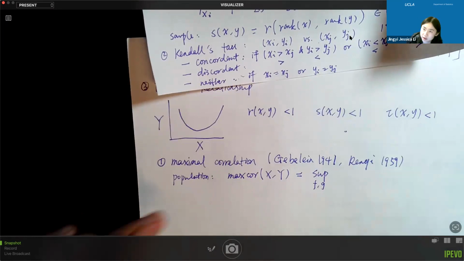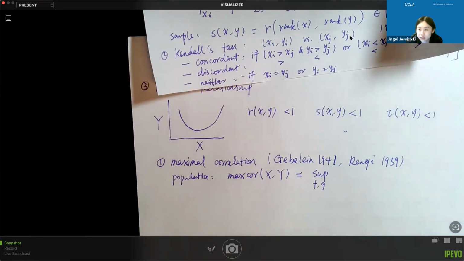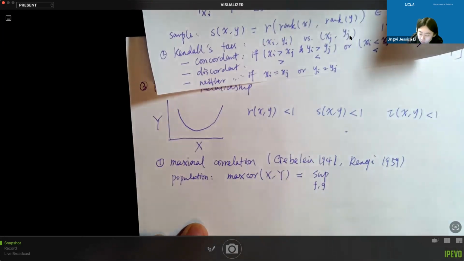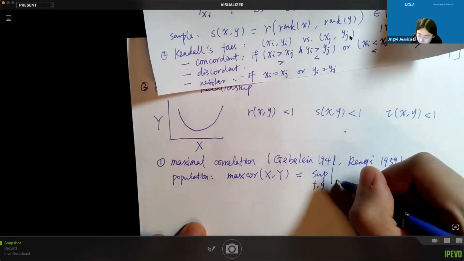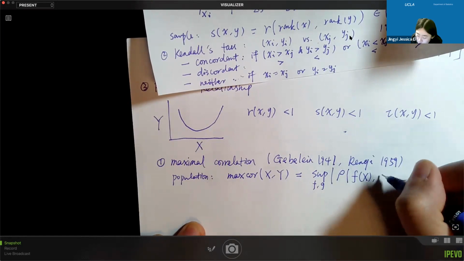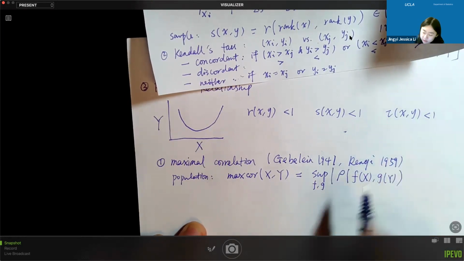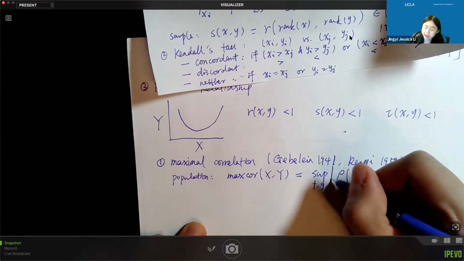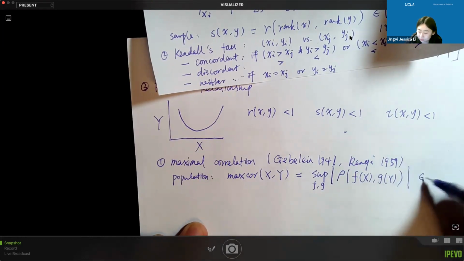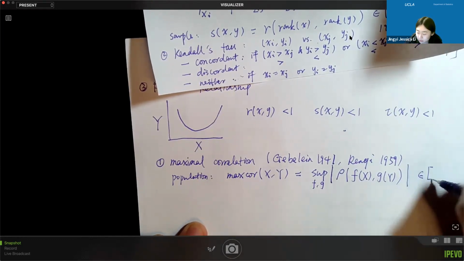So you can consider supremum as a generalization of maximum. Usually maximum is used for a countable or finite set of things, and supremum can be used for a larger set of things. So for possible functions f and g on the transformation of x and y, we want to take the population Pearson correlation, we call that rho, of f transformed x and g transformed y. Take their Pearson correlation and take their absolute value.